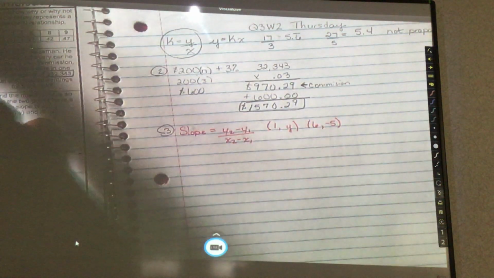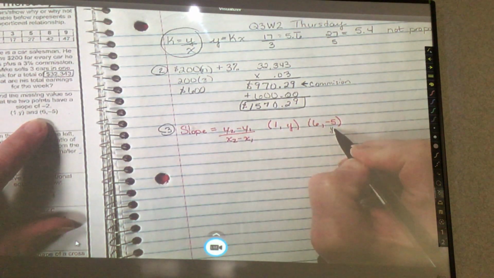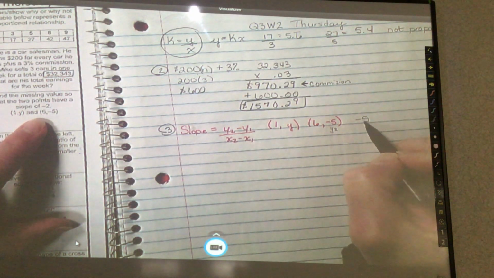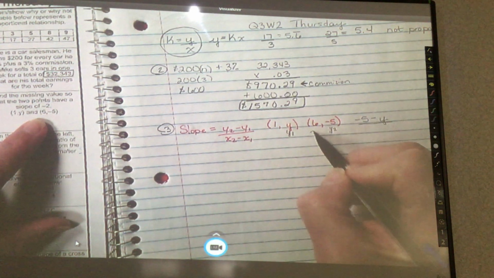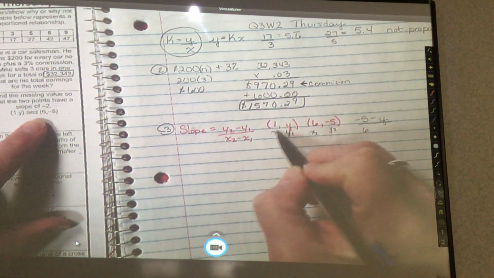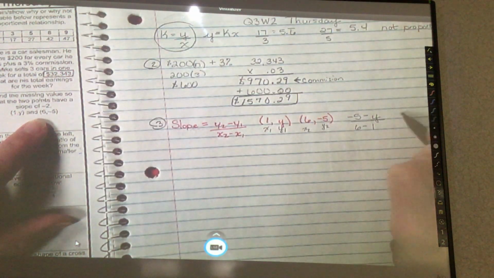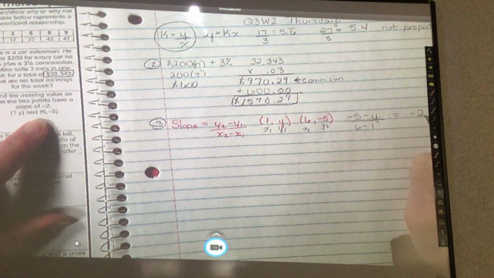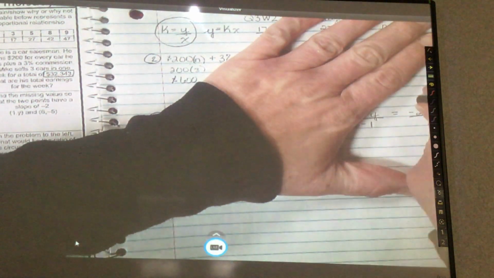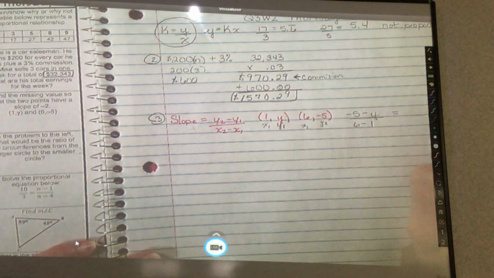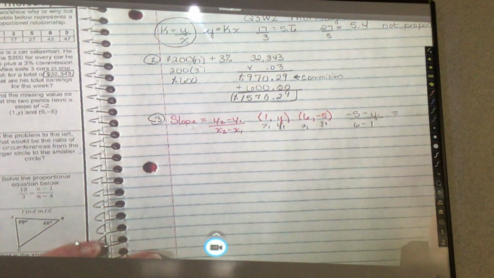Okay, so those are my 2 points. So I go y2, so a negative 5 minus y1, which is y, over x2, which is 6, minus x1, which is 1. This needs to equal a negative 2. So if it's a negative 2, what's on my bottom? Well, I don't know yet, right? Maybe, just maybe it's going to reduce down to a negative 2. And then this would be a 1 on the bottom, right?